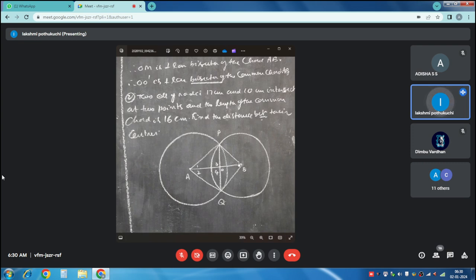This is based upon the previous problem only, children. This is an application of the problem. That is a theory, this is an application. What is the theory we require in this problem? The line segment, the problem only we should write here.